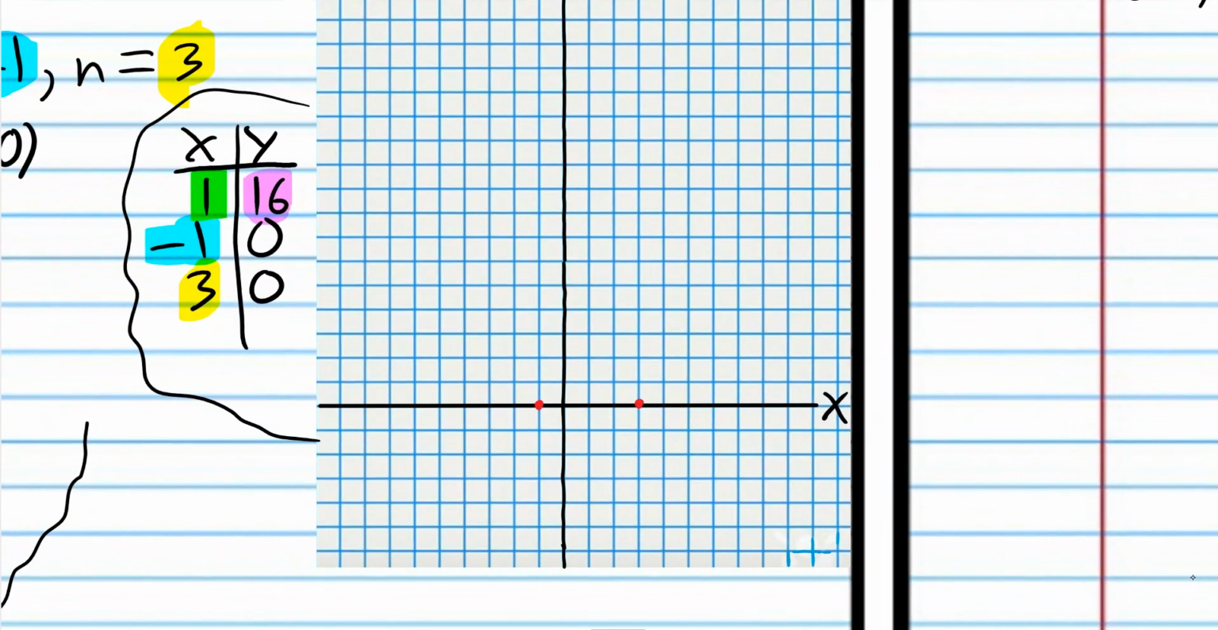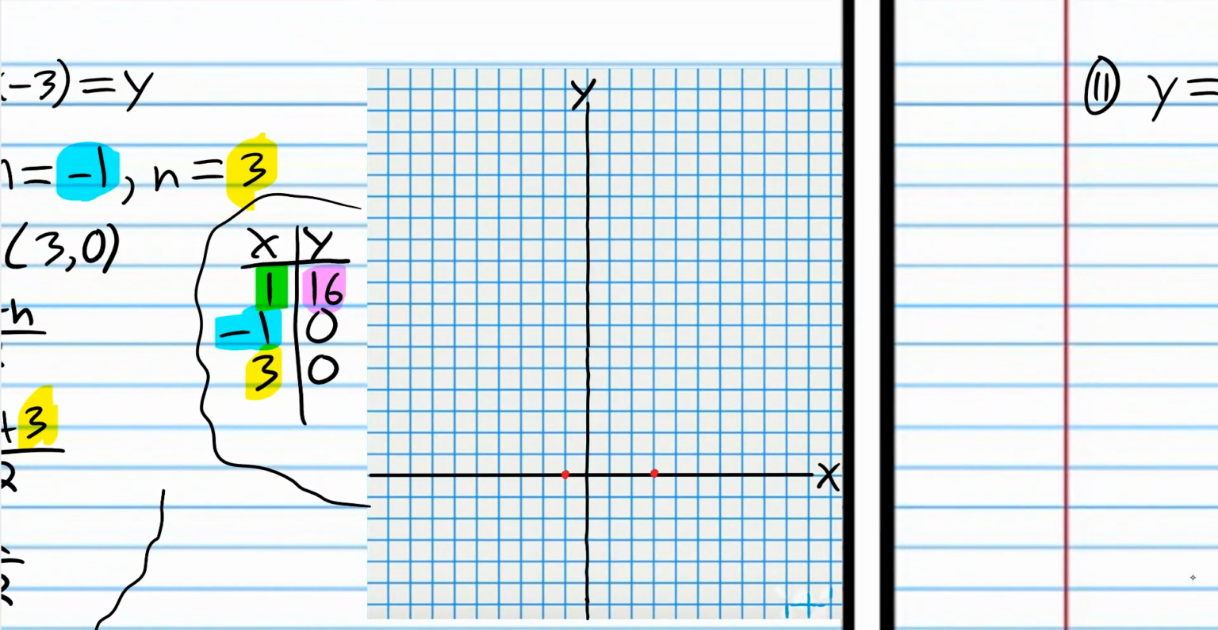So we already have the x-intercepts. We just need the vertex. So we're going out 1 and up 1, 2, 3, 4, 5, 6, 7, 8, 9, 10, 11, 12, 13, 14, 15, 16. And we'll label these x-intercepts. And we just connect the dots.